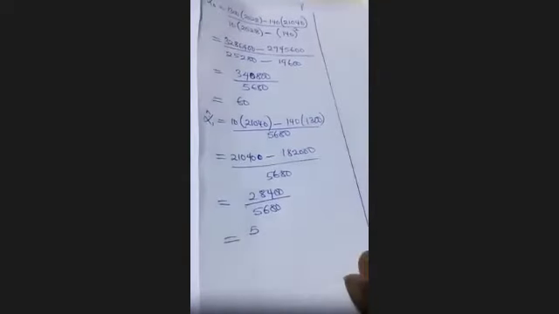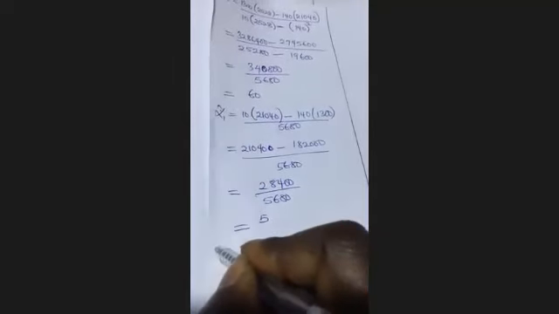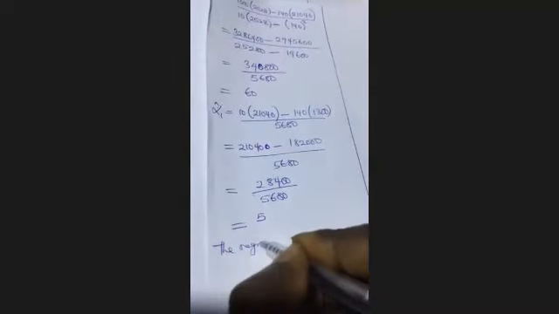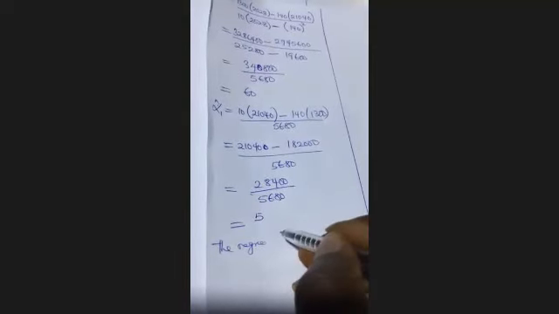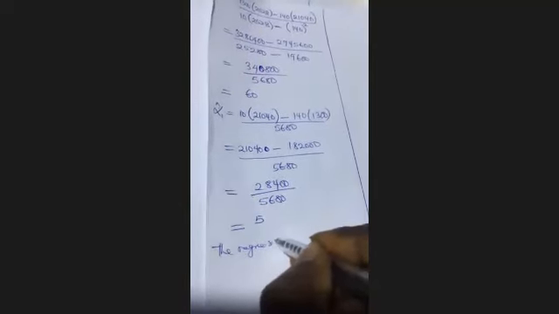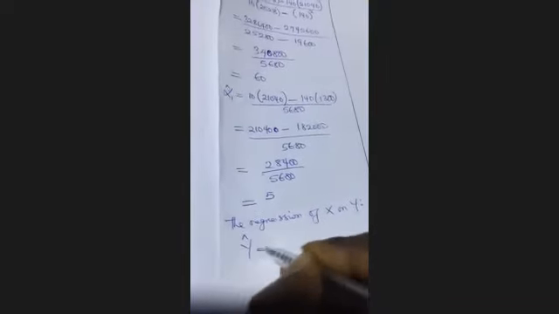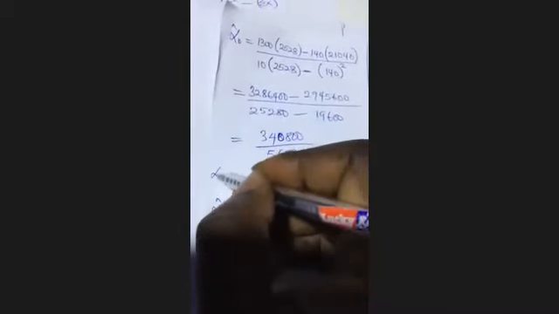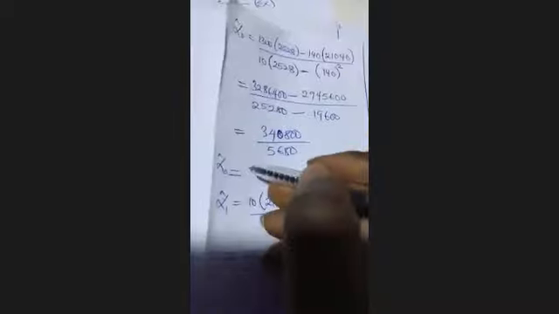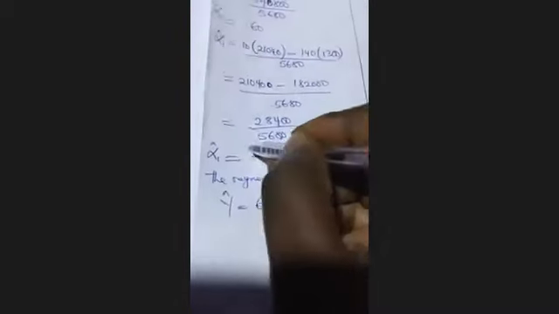Now remember they said estimate the regression of x and y. So the regression of x and y, remember we have y cap. Remember this from the beginning, I told us. So this is alpha 1 cap, and this is alpha naught cap, which is 60. So this is 60.